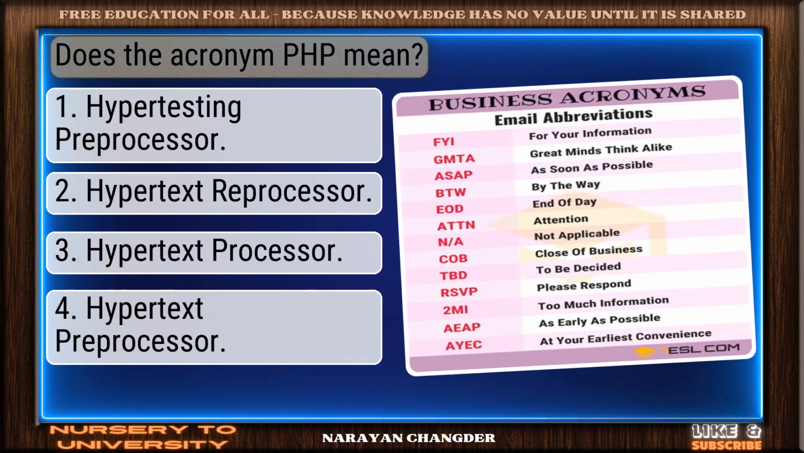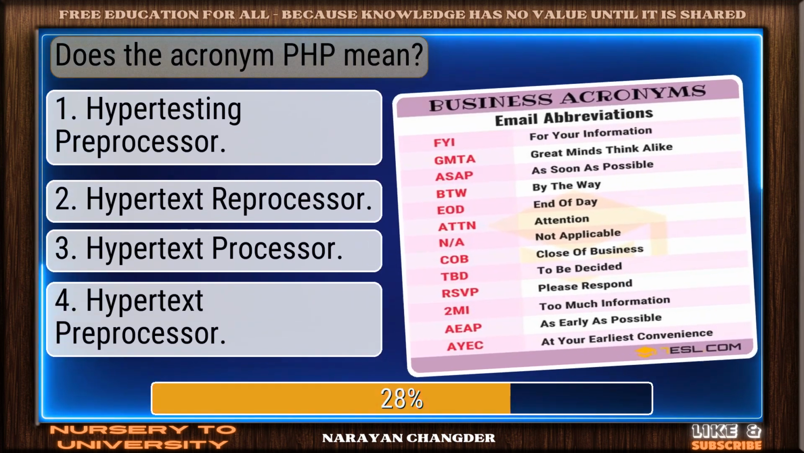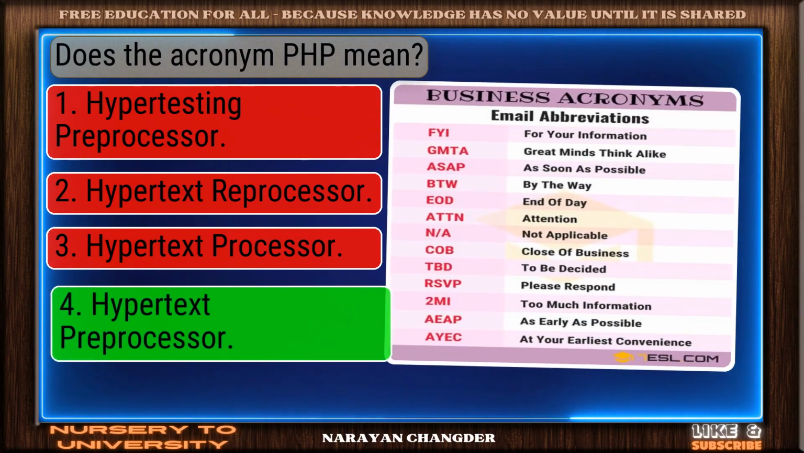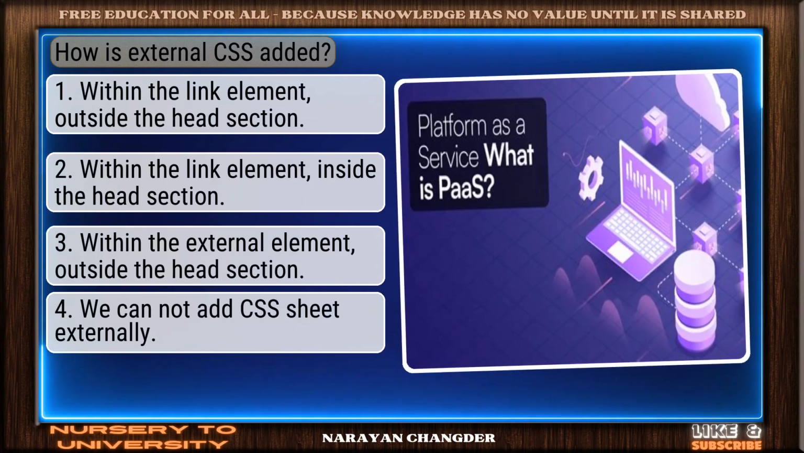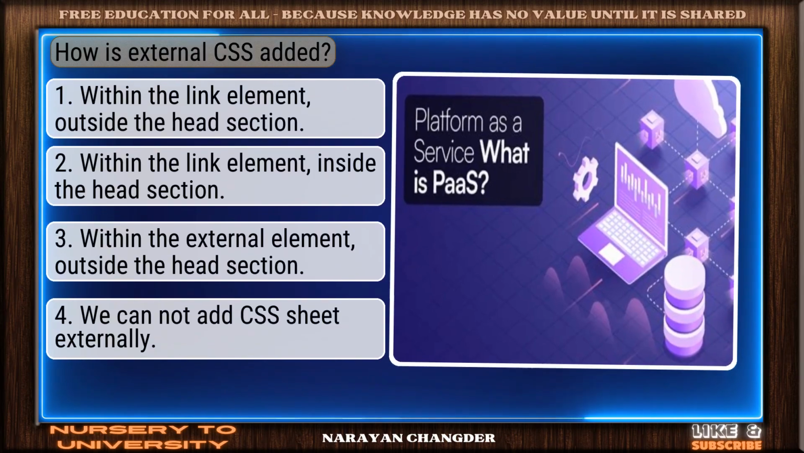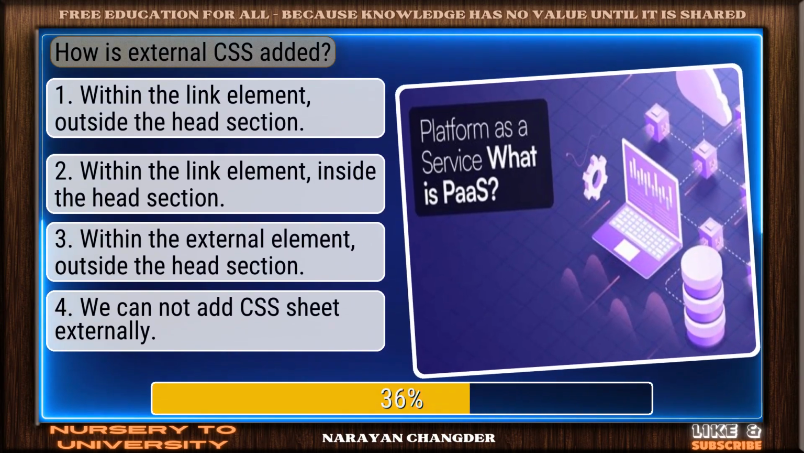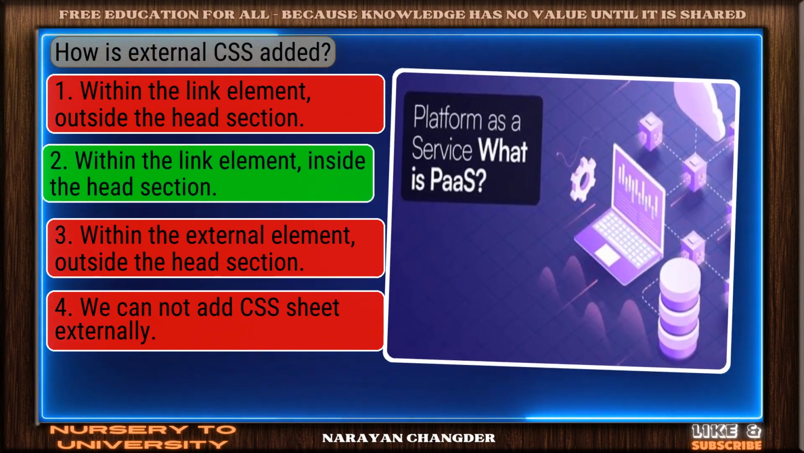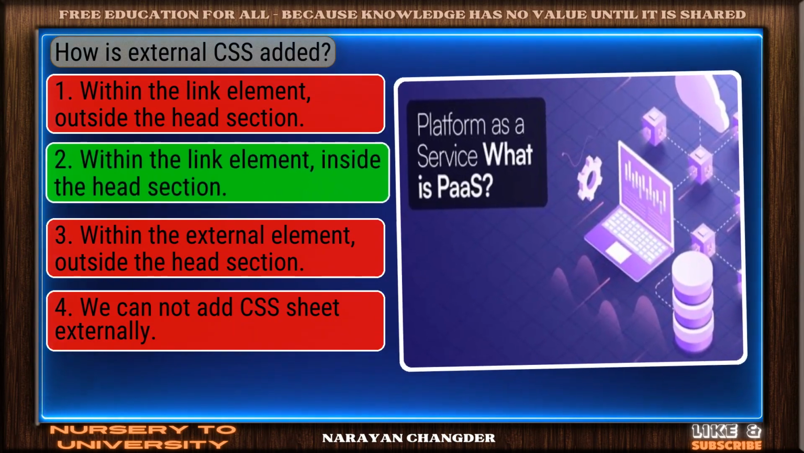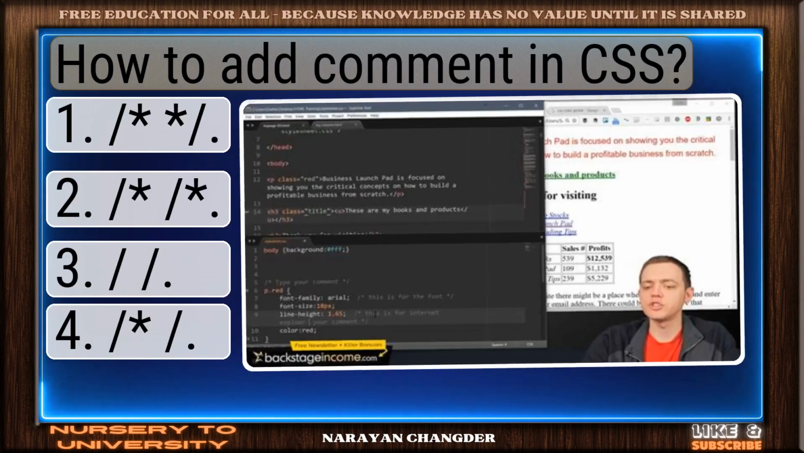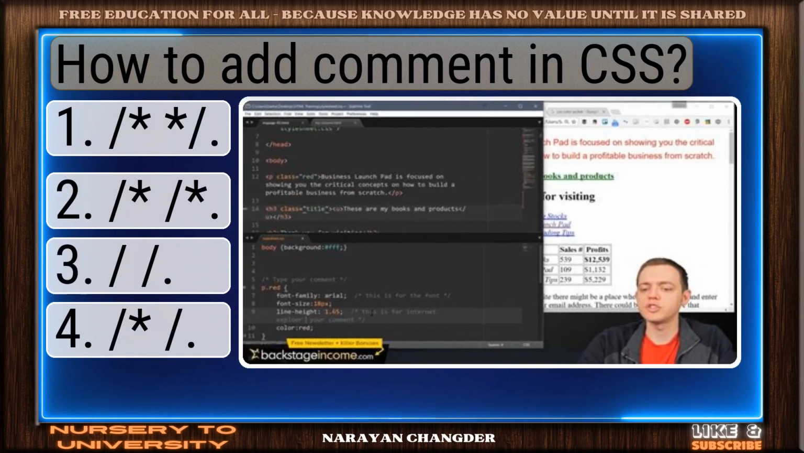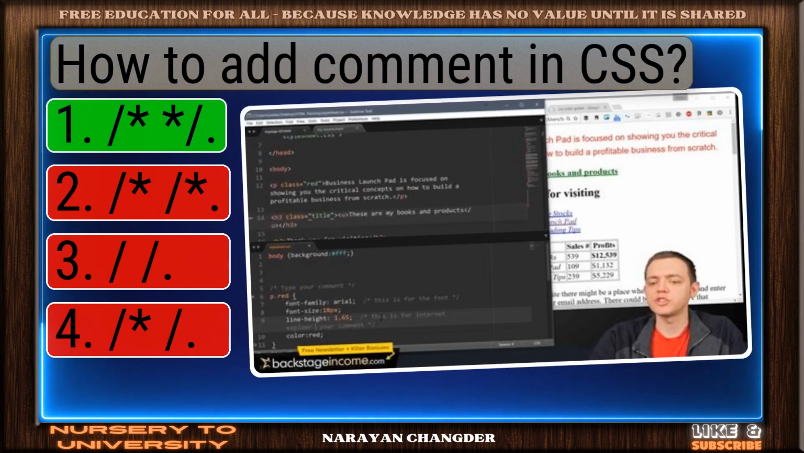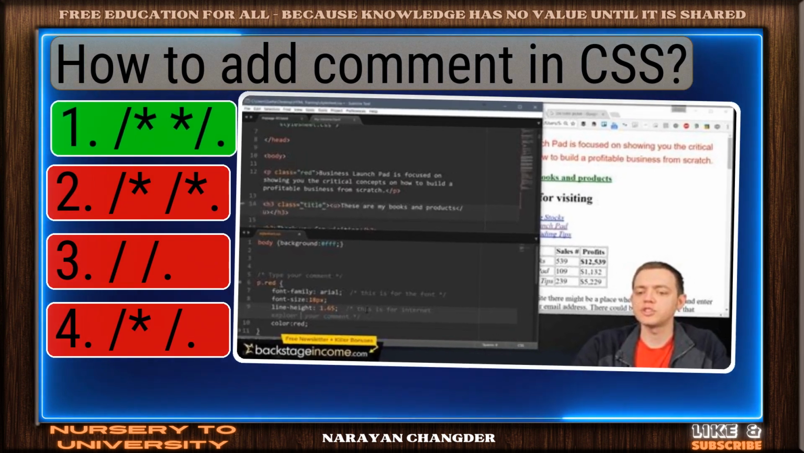Question number 58. What does the acronym PHP mean? Good thinking. Hypertext Preprocessor is the right answer. Question number 59. How is external CSS added? Solid response. Within the link element inside the head section is a valid choice. Question number 60. How to add comment in CSS? Right again. The slash-star is a valid answer.